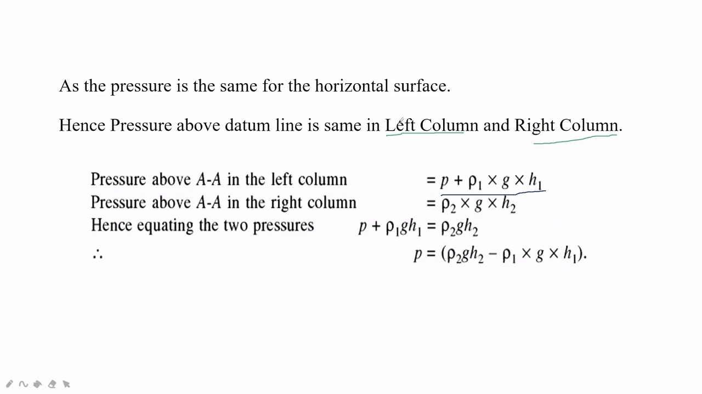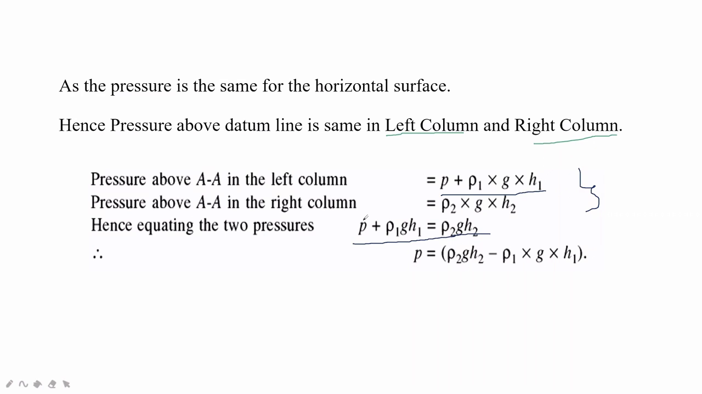So we have P plus rho 1 G H1 for the first liquid. Next, the pressure above A in the right column is rho 2 G H2. These both are above the datum line. We don't consider anything under the datum line. So the properties will be in equilibrium. Don't disturb it. Now we will equate both. Hence, equating, P plus rho 1 G H1 is equal to rho 2 G H2.